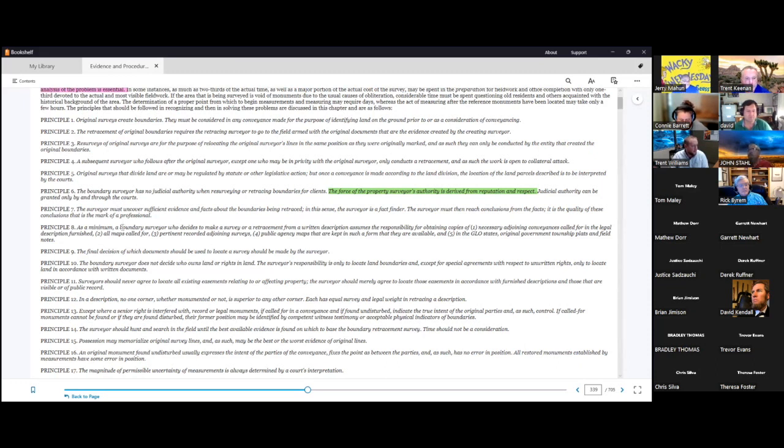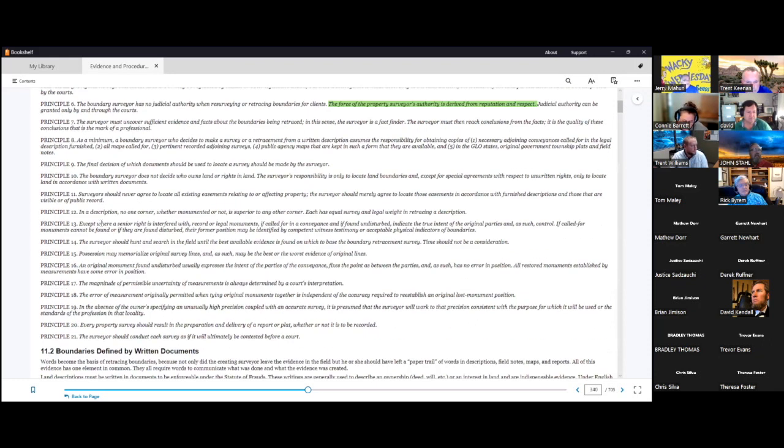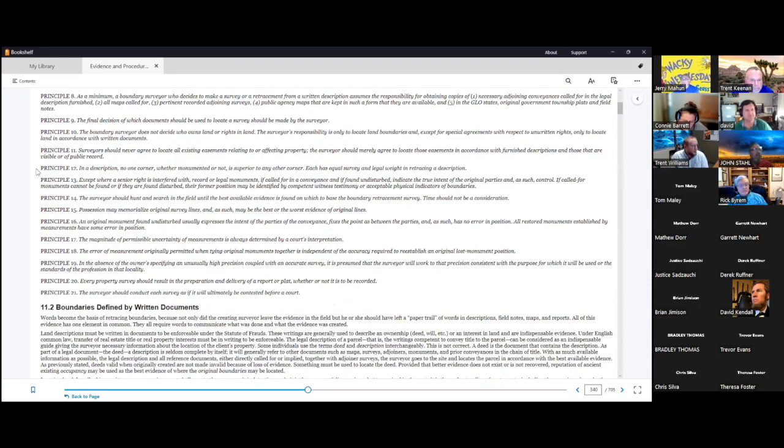Principle 11, surveyors should never agree to locate all existing easements relating to or affecting property. The surveyor should merely agree to locate those easements in accordance with furnished descriptions and those that are visible or a public record. Principle 12, in a description, no one corner, whether monumented or not, is superior to any other corner. Each has equal survey and legal weight in retracing a description.